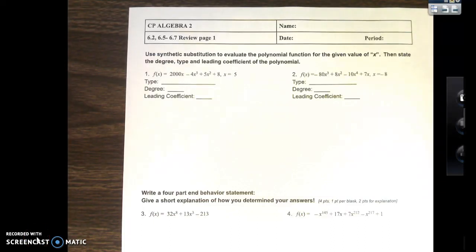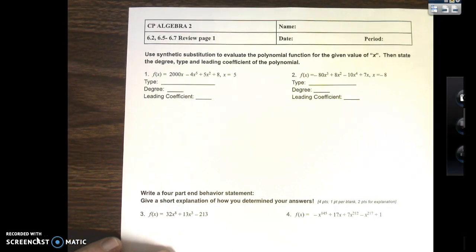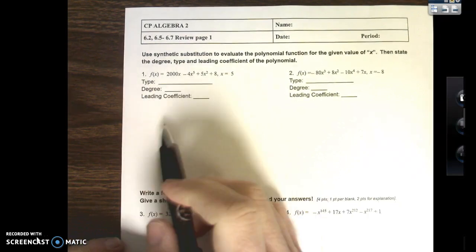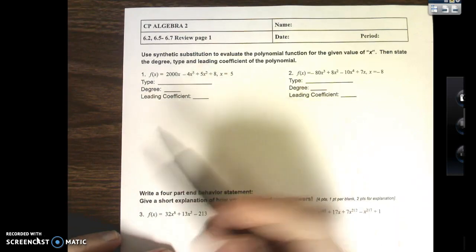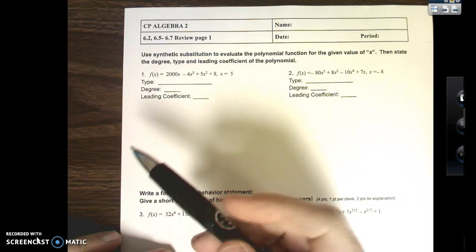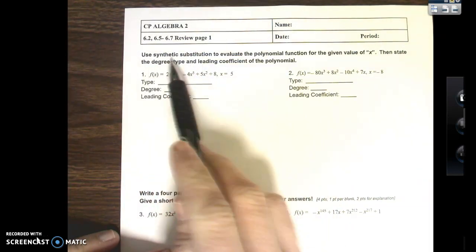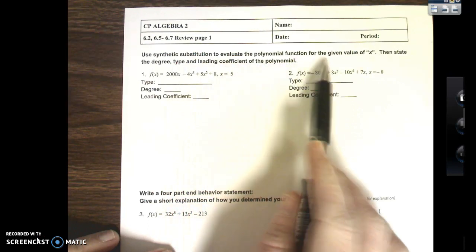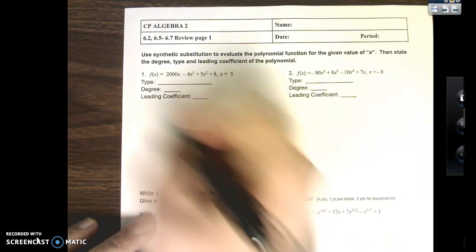Today we're going to take a look at our 6.2, 6.5, and 6.7 review, and we'll see how far we can get. So for the first one here, we have a function. You always want to write a function in standard form first. Let's take a look at the directions here. Use synthetic substitution to evaluate the polynomial function for the given value of x, then state the degree, type, and leading coefficient of the polynomial.